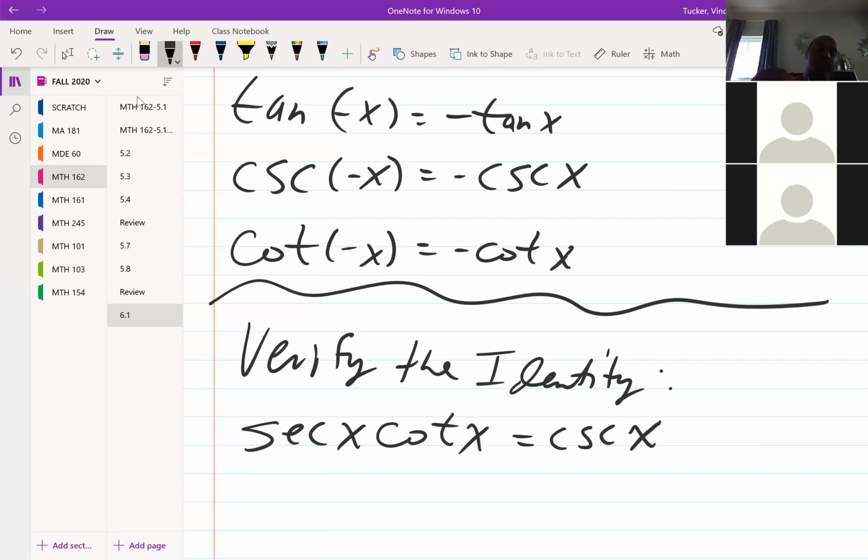They're telling you to verify this identity, and you have to use these different identities or whatever method you have in your arsenal to prove that this is true, that secant x times cotangent x is equal to cosecant x. So once again, they're telling us to verify it. They're not asking us, is it true? So somehow, some way, I need to make the left side look like the right side or vice versa.